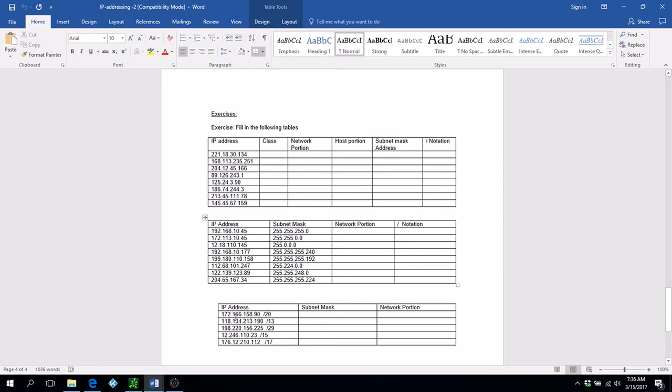This one, you've got to be able to take this IP address, then take the slash 20, convert it into the decimal format like this, and then do the ANDing, and you'll get the network portion. So the first thing you're going to do is take the slash 20, convert it into decimal format, and then AND the IP address with the decimal format to get the network address.